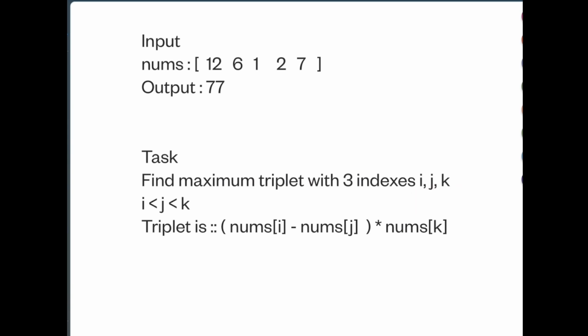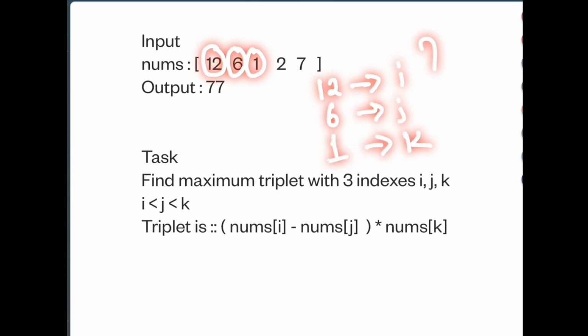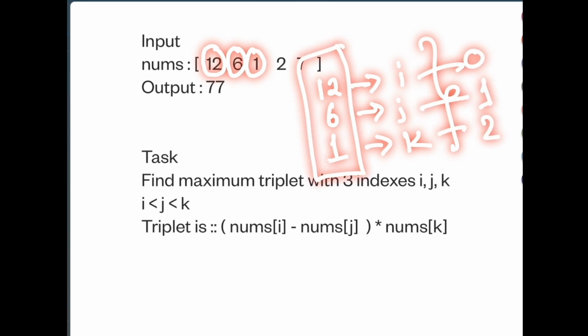This is your formula to find the triplet, and you need to output the maximum triplet which is possible using three indexes. And again, you need to follow this rule that i should be less than j and j should be less than k. For example, you can use these three numbers as your triplet. Here 12 will be your i, 6 will be your j, and 1 will be your k. Well, i, j and k are indexes, so i will be 0, j will be 1 and k will be 2, and these are the numbers at those indexes.